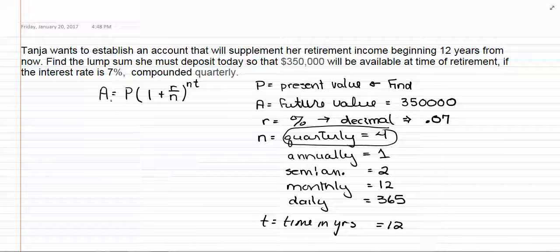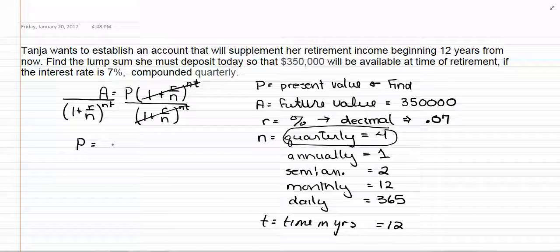If I plug this into this formula, though, it's not solved for P. That's what I'm looking for. So if I divide off by the parenthesis, 1 plus R over N to the NT to both sides of the equation, all I'm doing is rewriting the formula, but now it's solved for P. All right, and now I can plug in the information.